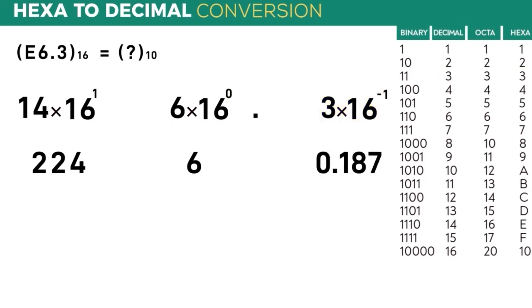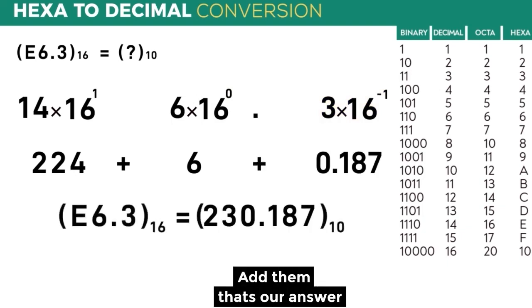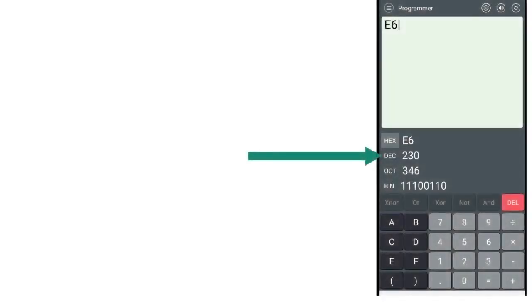Now the simplest step of the calculation, we will have to add them all, and this is our answer. 230.187 is the decimal equivalent of hexa E6.3. We can also check this from a calculator.